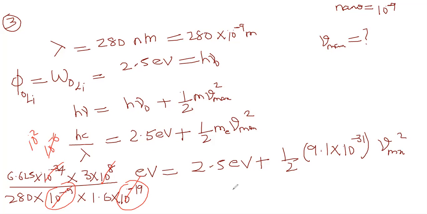Then 6.625 into 10 power 2 divided by 280 into 1.6 multiplied by 3. All those cancellations you have to do. Some value you will get, you have to subtract that from 2.5.